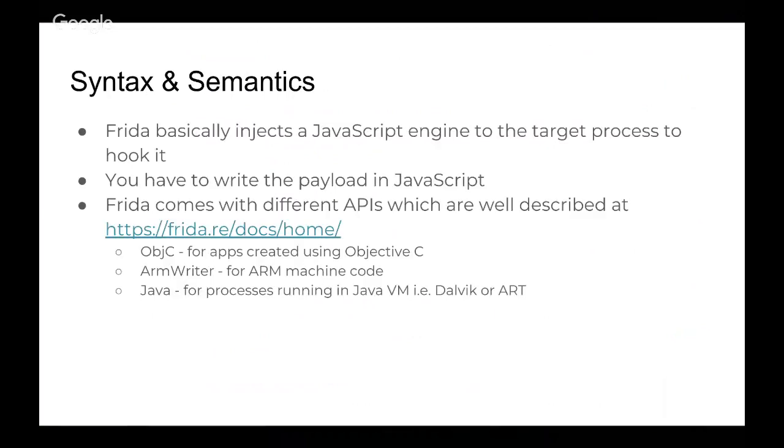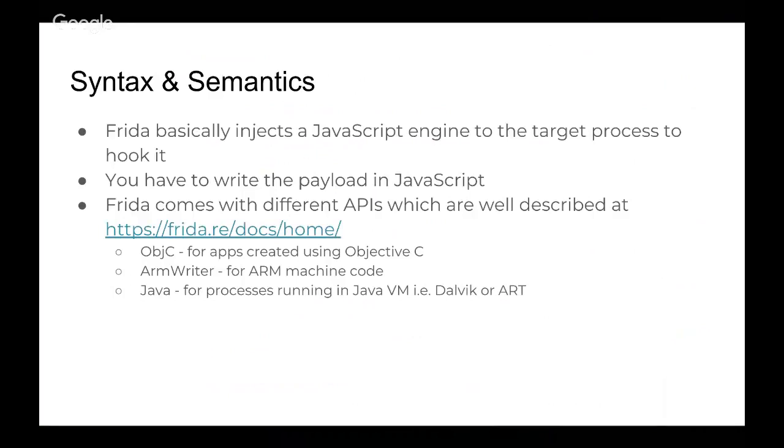Now we saw so many good things that you can do. You can implement new functions, change the functionality, or hook the objects and so on. Let's see the syntax and semantics of how it gets done. Frida basically injects a JavaScript engine into the target process, as mentioned by Abhinav. So whatever you write, it can execute only if it is JavaScript. You have to give a JavaScript payload for the engine to execute.